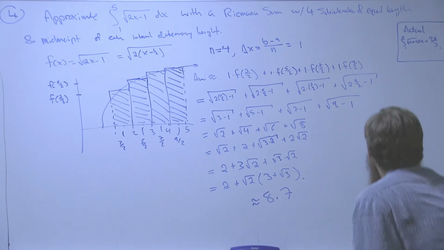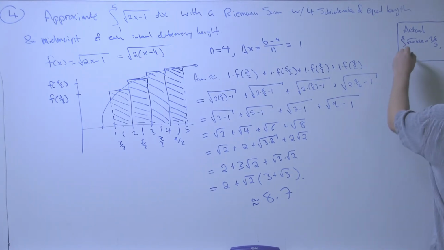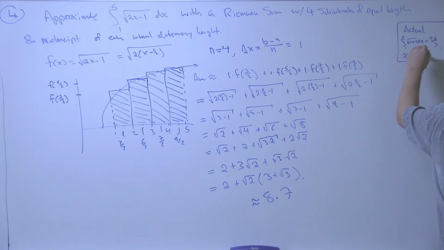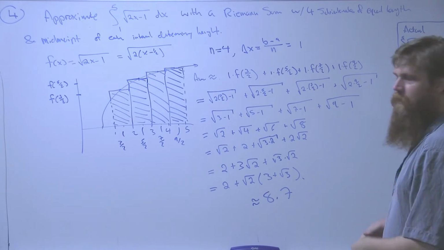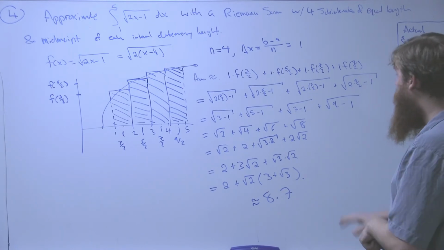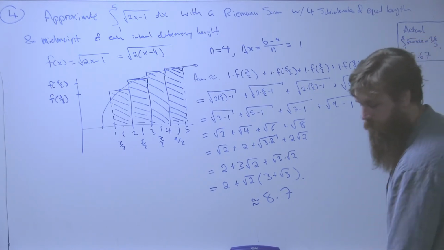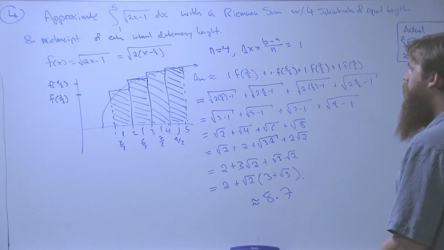It's 8.66666. So 8.67, 8.7, we're within a tenth. So this is a very good approximation. These techniques aren't that bad if you get used to them.